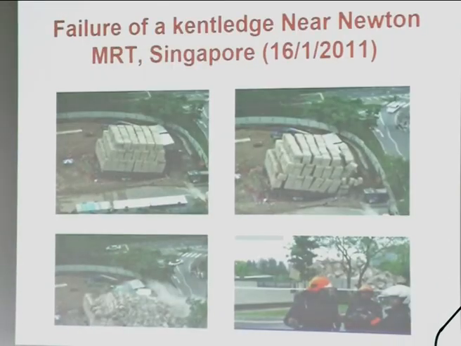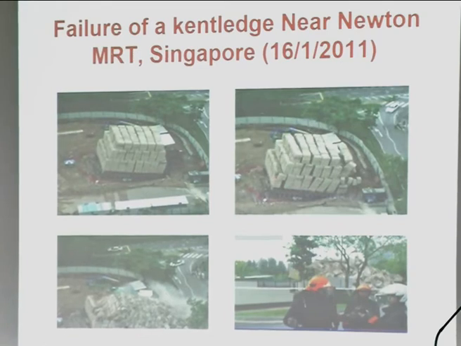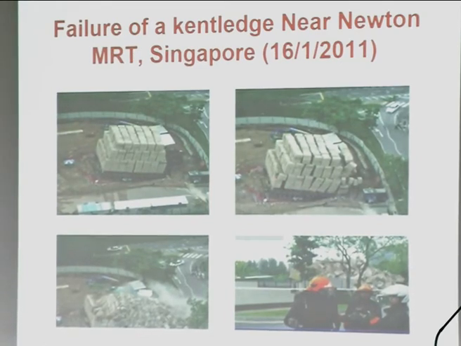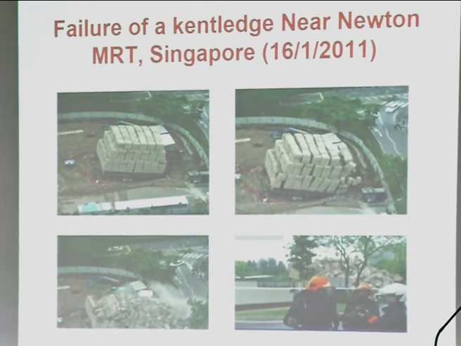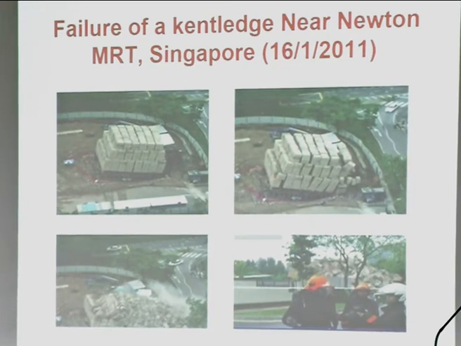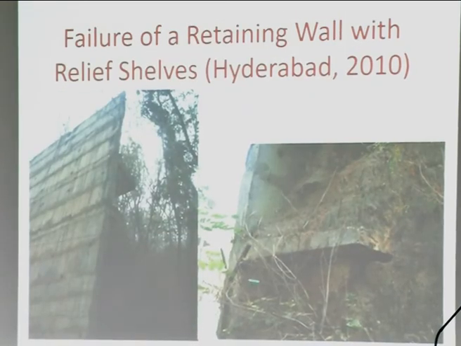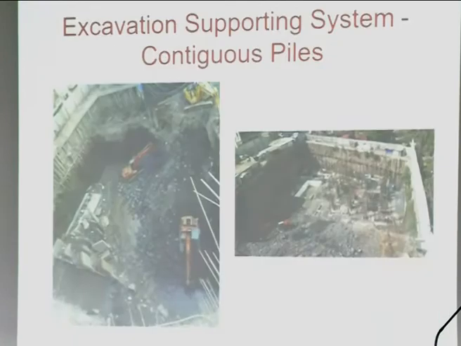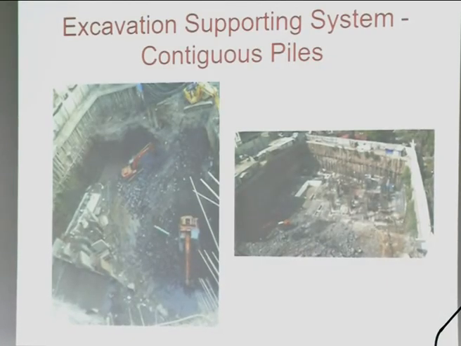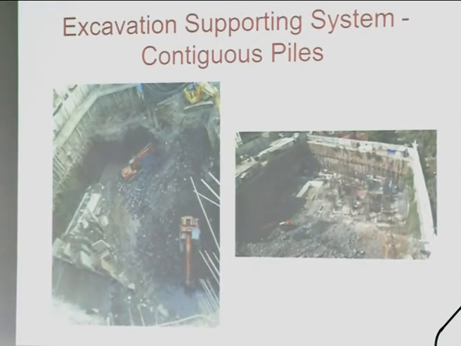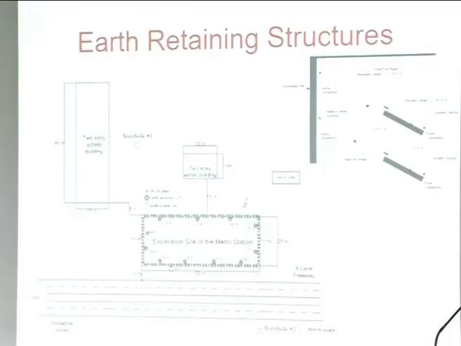And you can see here, this is again one of the metro stations in Singapore. So again you can see here, not only the load testing, but even the setup should be properly designed. Otherwise, what happens here is a failure of a cantilever system in this particular case, and failure of a retaining structure. So in Hyderabad.